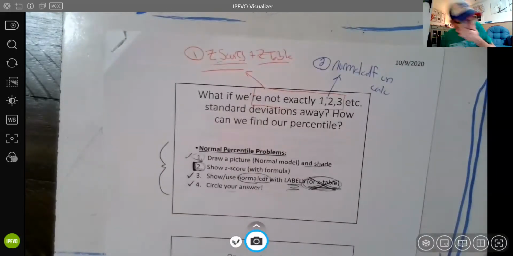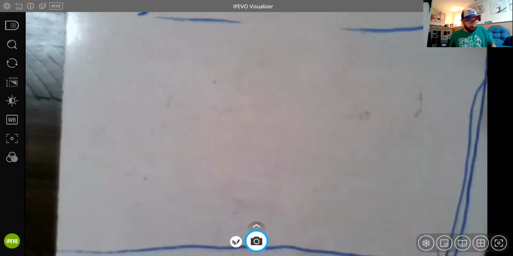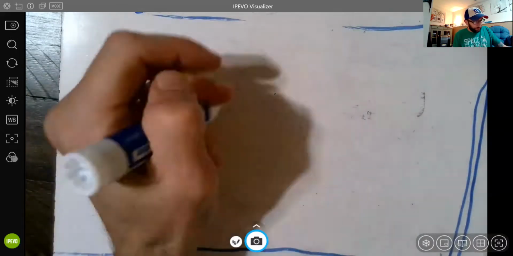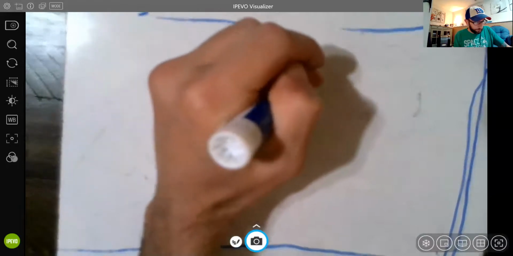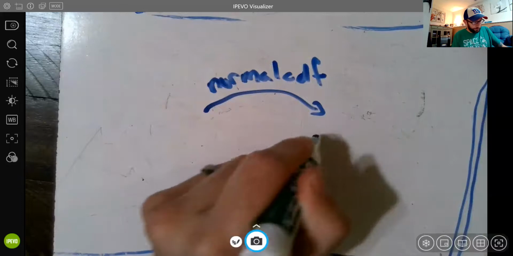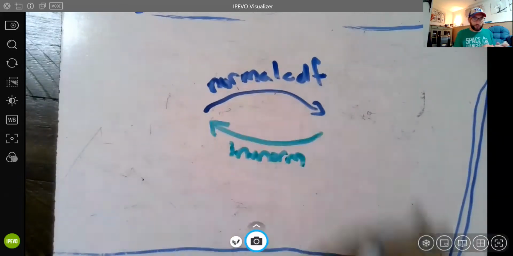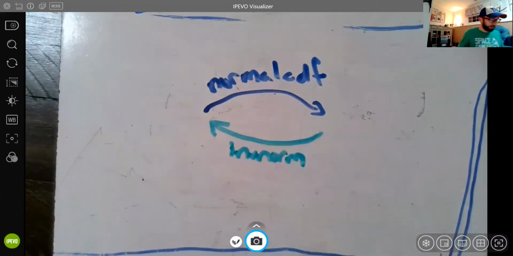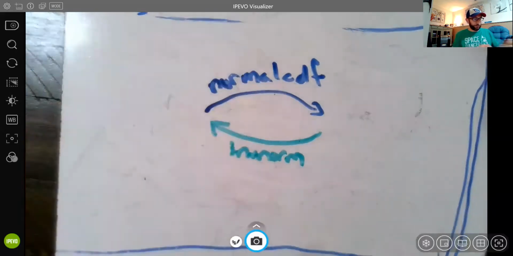To get ahead and get into the big picture a little bit, we're going to learn how to use two things. We're going to learn how to use Normalcdf on our calculator, and we're going to learn how to use inverse norm on our calculator. So inverse norm, that's going to happen in the future. But when we start to look at all this stuff mixed together, one of the challenges is to decide which calculator function I'm supposed to use.